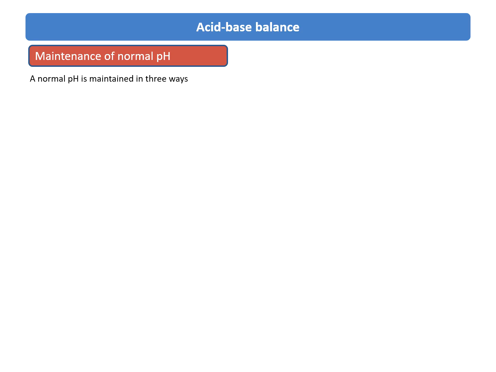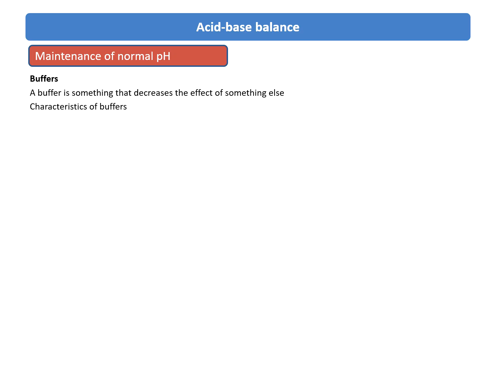Normal pH is maintained in 3 ways: buffers, respiratory control, and renal control. Let's look at buffers. A buffer is anything that decreases the effect of something else. For example, let's look at characteristics. They decrease the pH changes, but buffers don't prevent pH changes. They can act rapidly, just in a fraction of a second, as quickly as chemical reactions can occur.